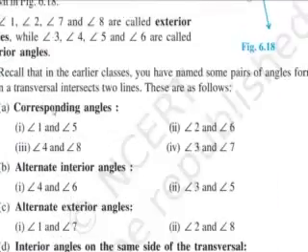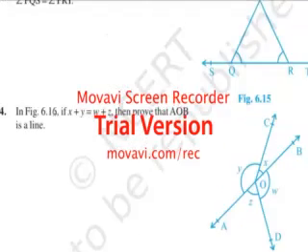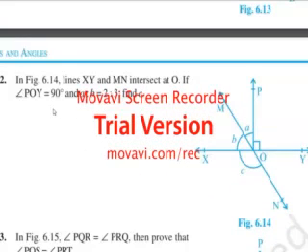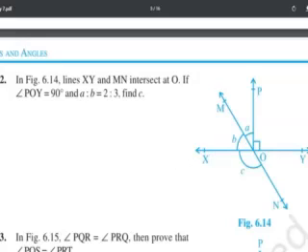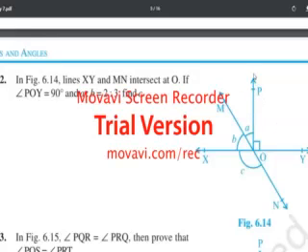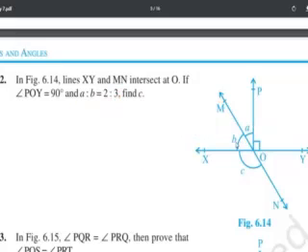As you can see, that's why I am trying to explain line by line so that you can understand. It has been said in figure 6.14, lines XY and MN intersect at O. You can see in the figure, this XY line and MN line meet at point O, okay? If angle POY is equal to 90 degrees, this is given, and A is to B is 2 is to 3, okay? So the ratio of angle A and B is 2 is to 3. Then you have to find the value of C.